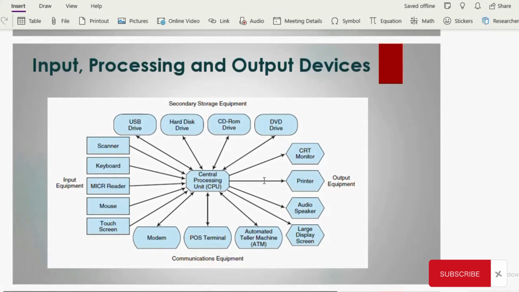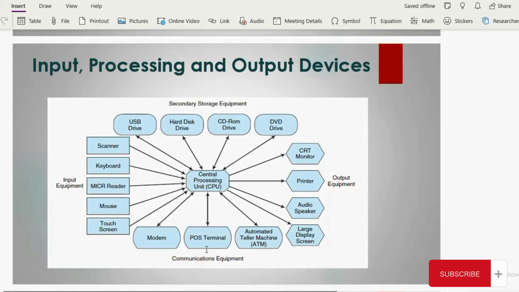Moving on towards our second important topic, which is input, processing, and output devices. All those devices which provide the data or inputs to the central processing unit to be processed, or all those devices which provide the data to the computer, are known as input devices. Common input devices are the scanner, you scan the document and you get the data, your keyboard, MICR reader, I'll be discussing this in a while, mouse, touch screen.